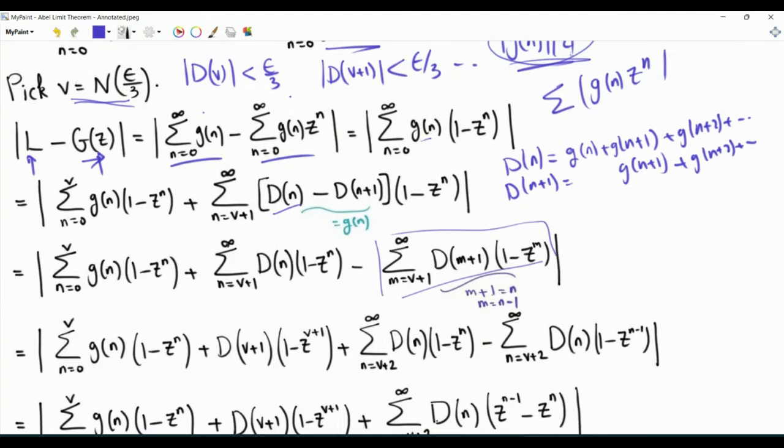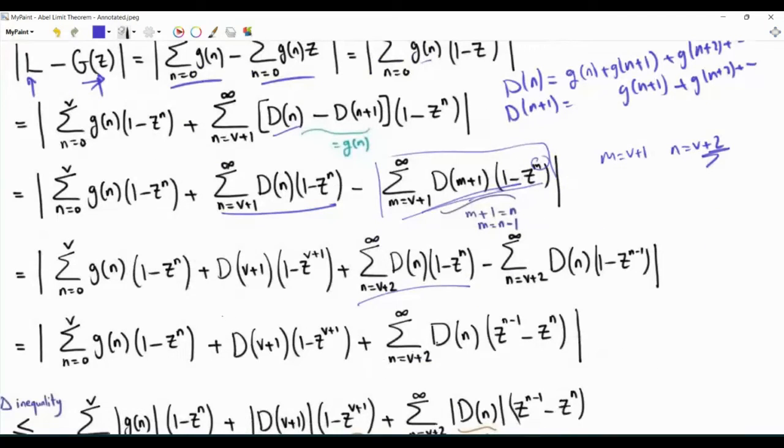So put m plus 1 is equal to n, and so this means that m is equal to n minus 1. So when m is equal to v plus 1, then n is equal to v plus 2. When m tends to infinity, n tends to infinity, and m itself here will be n minus 1. And the new summation will start from v plus 2. So go to this summation here and isolate the term with small n equal to v plus 1, so that we have d of v plus 1 times 1 minus z to the power of v plus 1, and then we have a summation starting from v plus 2 to infinity of d of n times 1 minus z to the n. And this summation, after doing the change of summation index, is now the summation starting from v plus 2 to infinity of d of n times 1 minus z to the n minus 1.